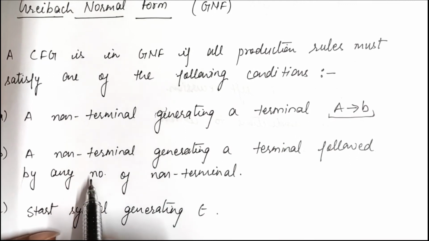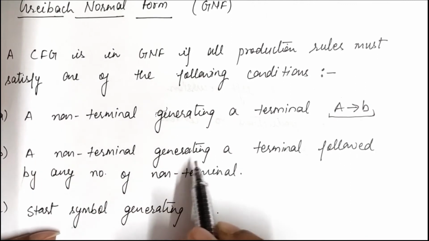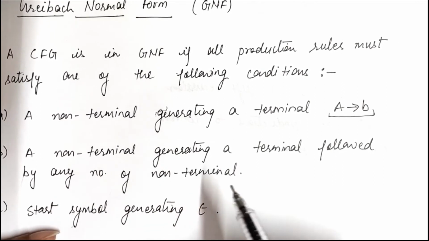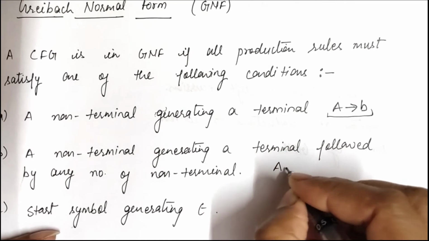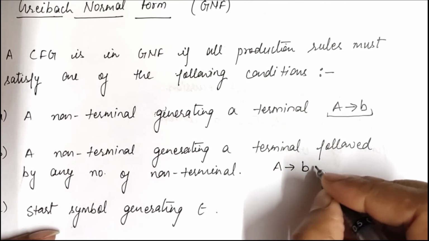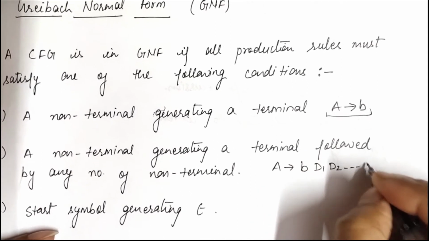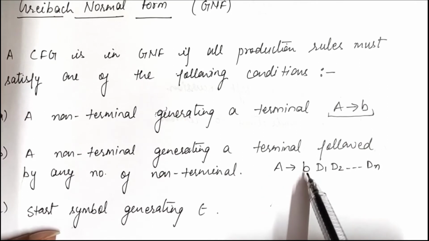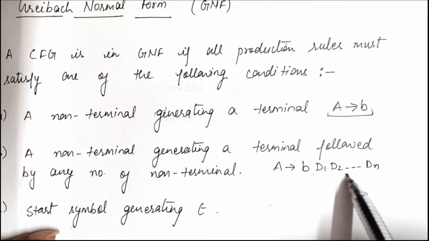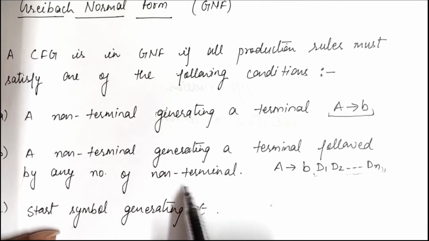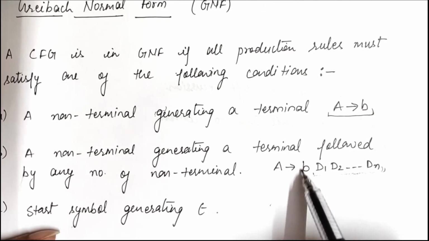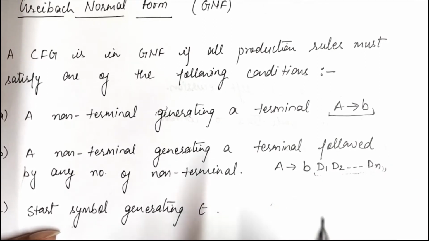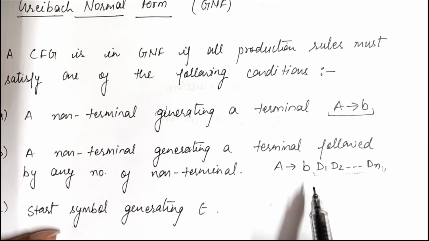The next condition is a non-terminal generating a terminal followed by any number of non-terminals. For example, if a grammar is like A derives small b, then D1, D2 up to Dn. Okay. So, where A is a non-terminal, small b is a terminal, and D1, D2, Dn are a set of non-terminals. So, this terminal value is followed by any number of non-terminal values. Then this grammar is said to be in GNF form.